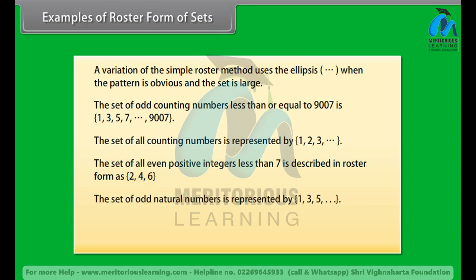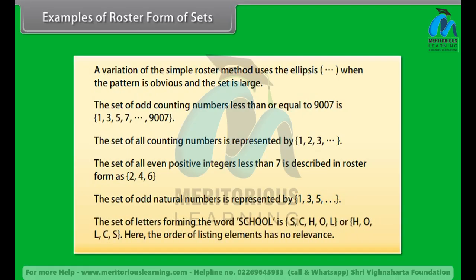The set of odd natural numbers is represented by 1, 3, 5 and so on. The set of letters forming the word school is S, C, H, O, L or H, O, L, C, S. Here, the order of listing elements has no relevance.